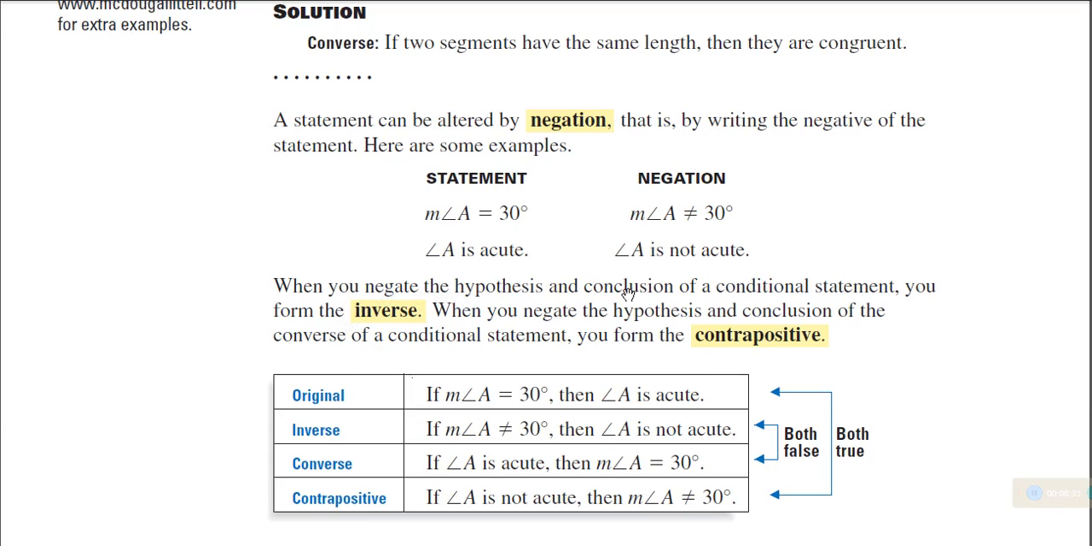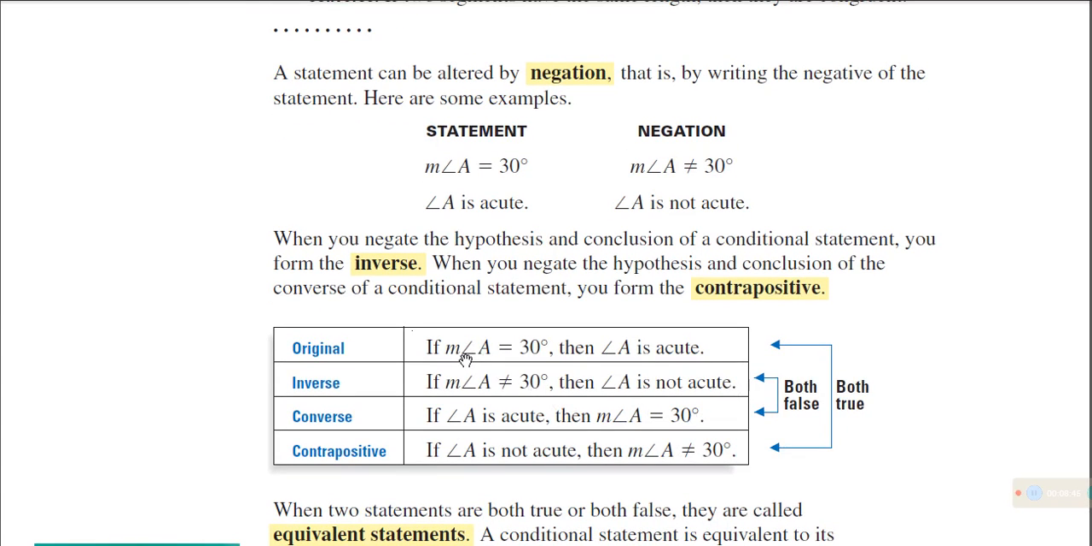So, when you negate the hypothesis and conclusion of a conditional statement, you form the inverse. When you negate the hypothesis and conclusion of the converse of the statement, you form the contrapositive. Okay? So, the original statement is, if the measurement of angle A is equal to 30 degrees, then angle A is acute.